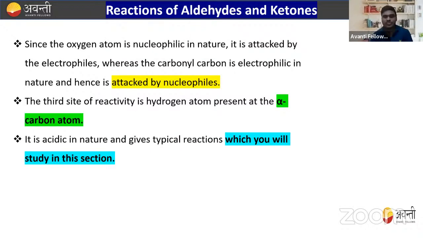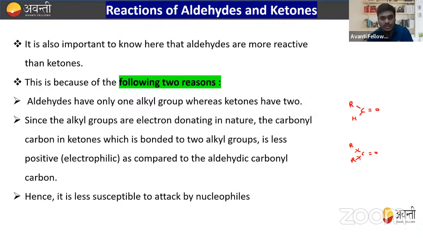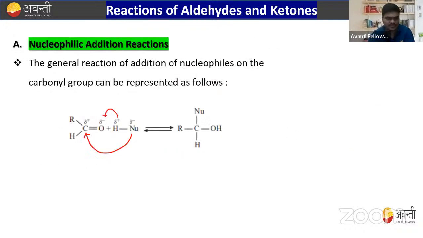Since the oxygen atom is nucleophilic in nature, it is attacked by the electrophile. Whereas the carbonyl carbon is electrophilic in nature, and hence it is attacked by the nucleophile. The third site of reactivity is the hydrogen atom present at the alpha carbon atom. It is acidic in nature and gives typical reactions which we already studied in this class. Aldehydes and ketones undergo nucleophilic addition reactions. The addition of the nucleophile on the carbonyl carbon is represented as a nucleophilic addition reaction.